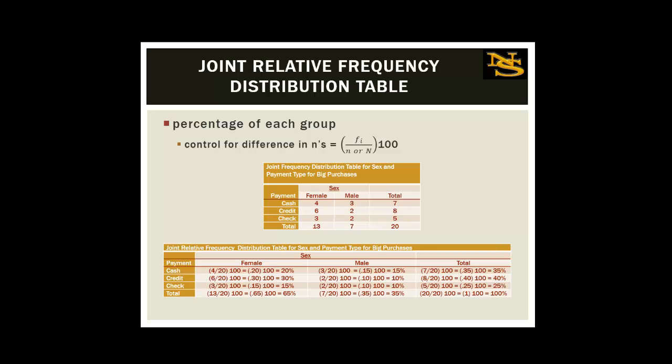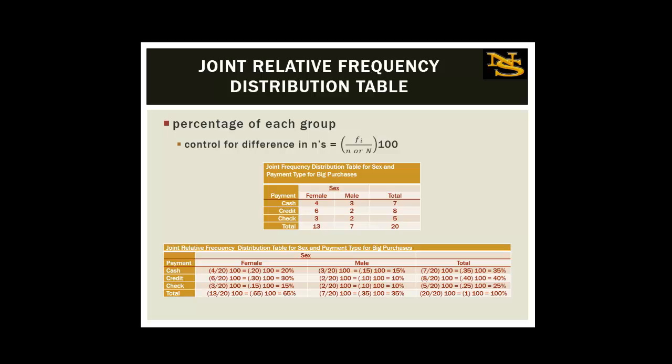So just like before, when you're looking for joint relative frequencies, which is really just a fancy word for percentages, relative stands for percent essentially, you will take the frequency for the group of interest, so that's the little f subscript i, divided by the total number of frequencies for the entire data set. So the sample size or population size. In this case, we're working with a sample. And then you multiply that by 100.